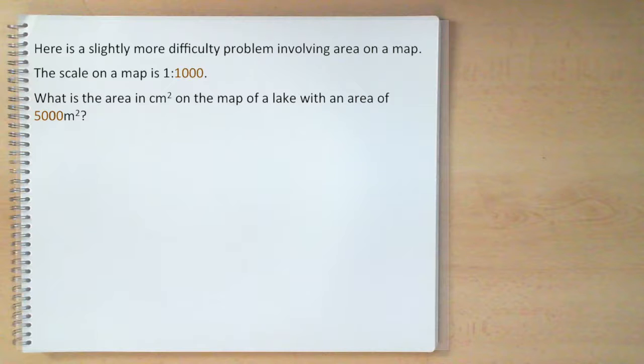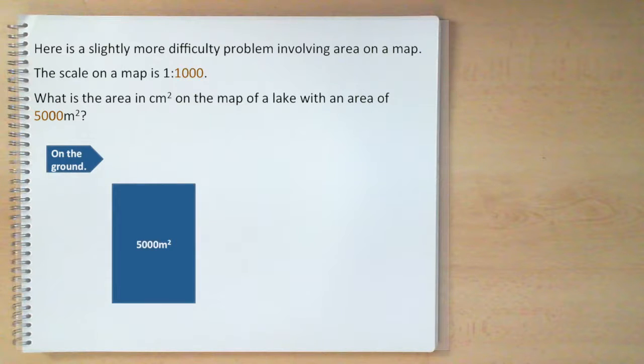Let's draw this. It makes it a lot easier if you draw it. First of all, what happens on the ground in the real world? There's our lake, which I'm going to draw as a rectangle, and that's 5,000 metres squared. Let's just say one side is 50 metres. If that's the case, then the other side must be 100 metres, because 50 times 100 is equal to 5,000. We could have chosen any values for the length and the width of that lake as long as the area was 5,000 metres squared. So let's now draw out how that same lake would look on the map.